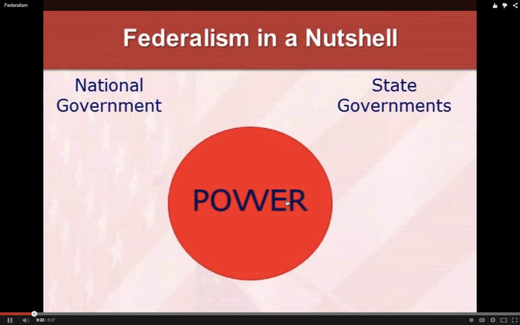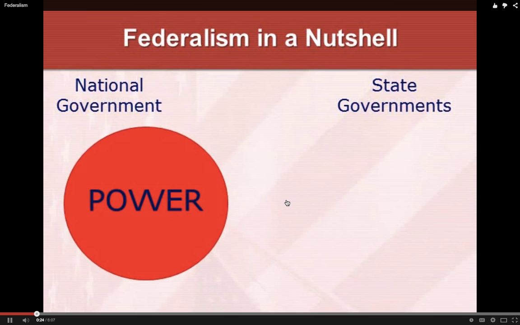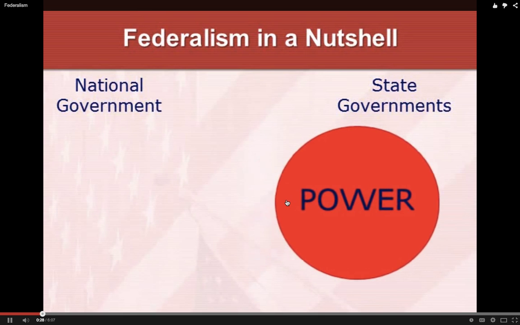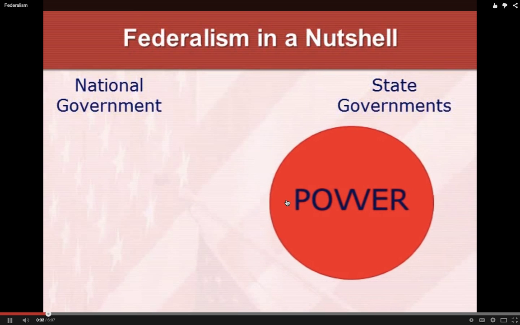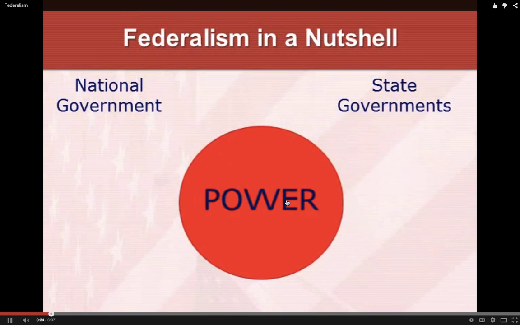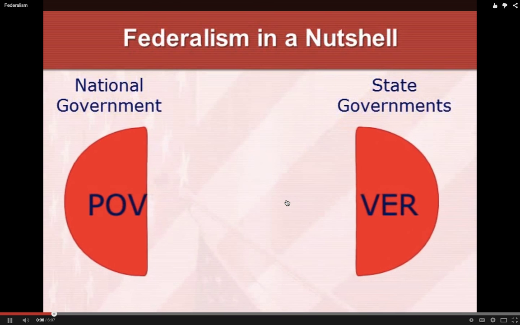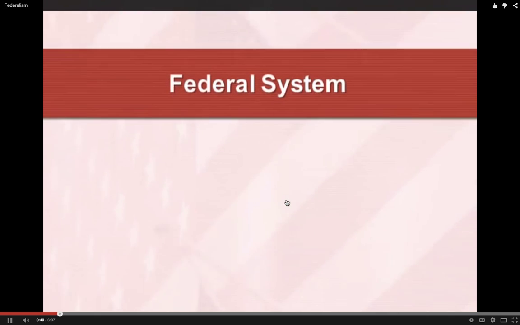Okay, we are going to look at federalism. Federalism is this division of power between our national government and our state governments, and we're going to divide that power evenly. We're going to take a look at a Venn diagram here in just a second, but this is just showing that division of power and how it's divided down the center.